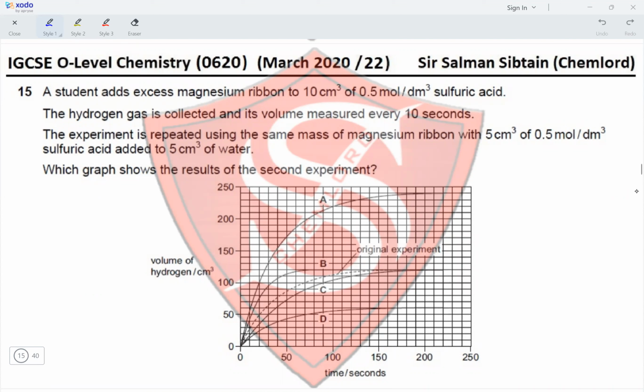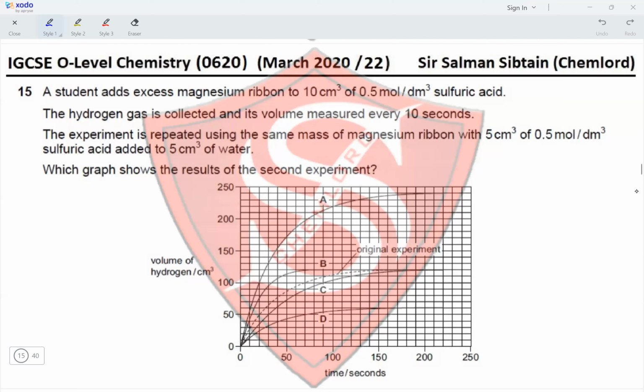So basically, in the first experiment, the student used a greater number of moles of sulfuric acid, and since the volume is half and the concentration is the same, that means the number of moles used in the second experiment is half of the number of moles used in the first experiment. And since H2SO4 is producing hydrogen gas, the molar ratio is 1:1. So if the moles of sulfuric acid are half, that means the volume of hydrogen gas produced will also be half in the case of the second experiment. So the question asks, which graph shows the results of the second experiment?